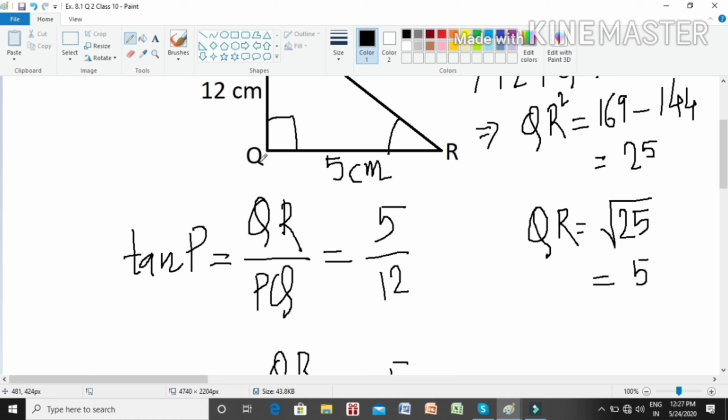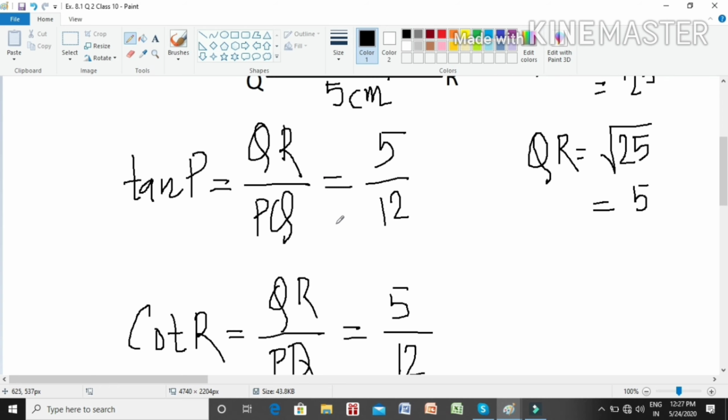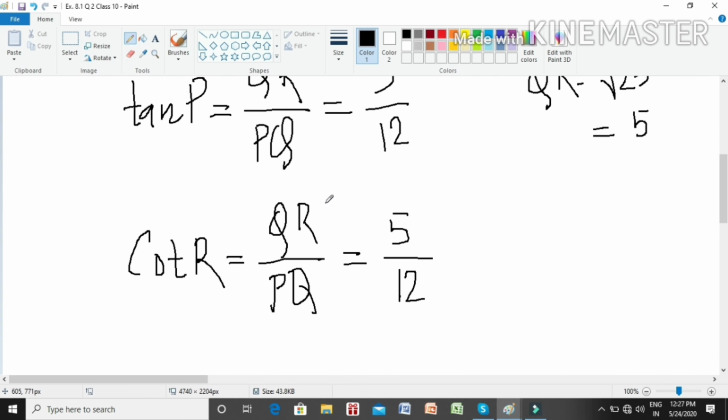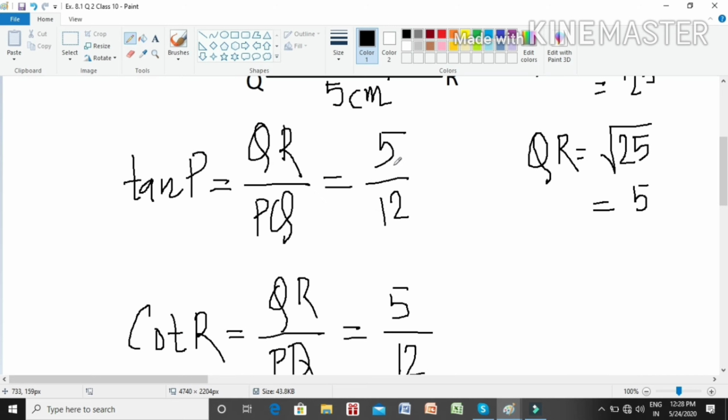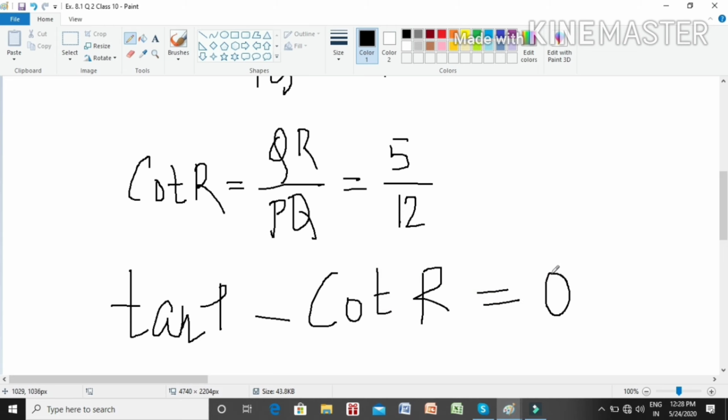So as you can see here, tan P and cot R both have the same value, isn't it? Tan P was perpendicular by base, which was QR by PQ, 5 by 12, and cot R was base by perpendicular, which was QR by PQ, again 5 by 12. So if you have to subtract both of them, tan P minus cot R will be equal to 0. Why? Because both have the same value. So 5 by 12 minus 5 by 12 is 0. So that is the answer of your second question.